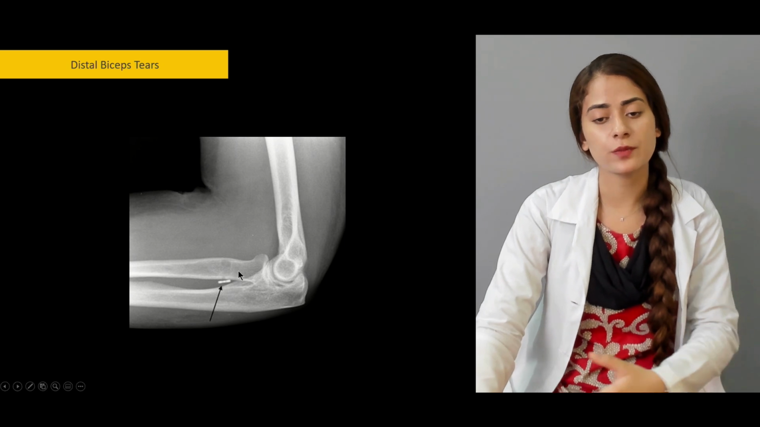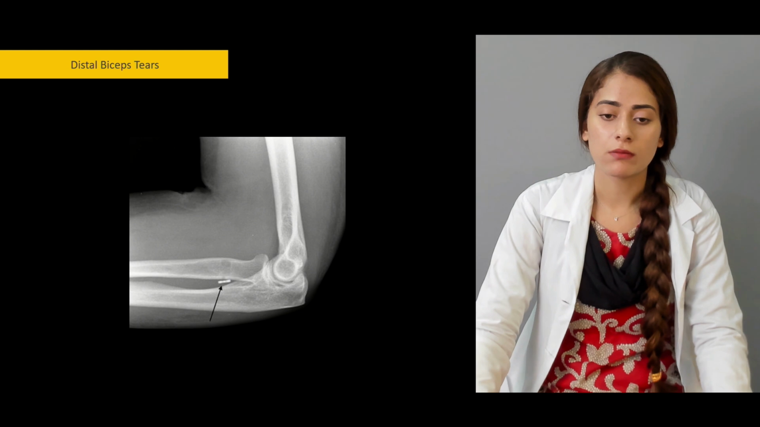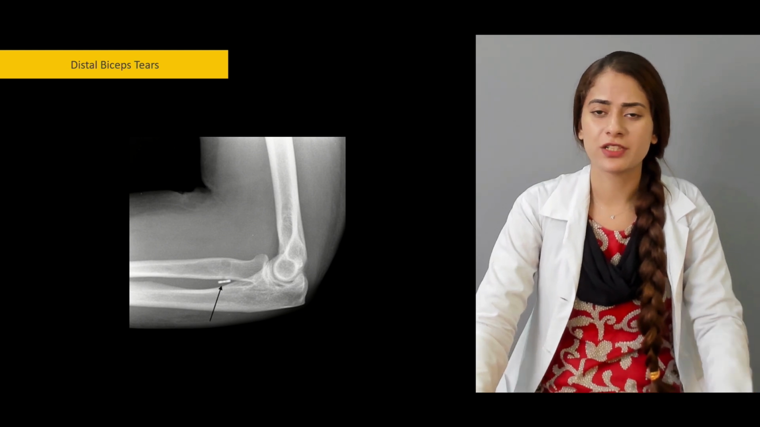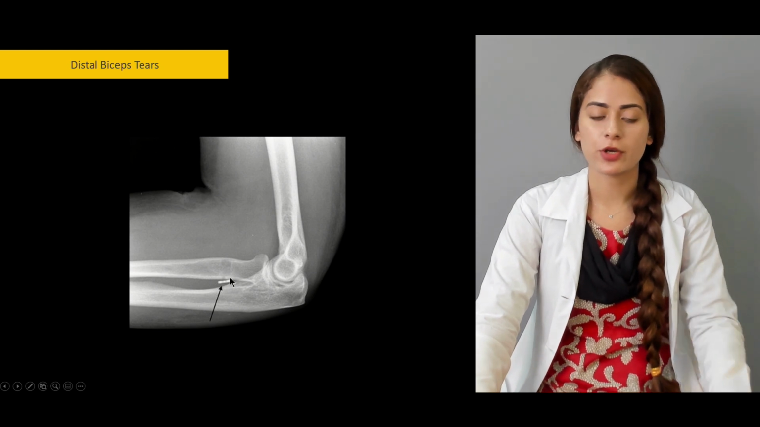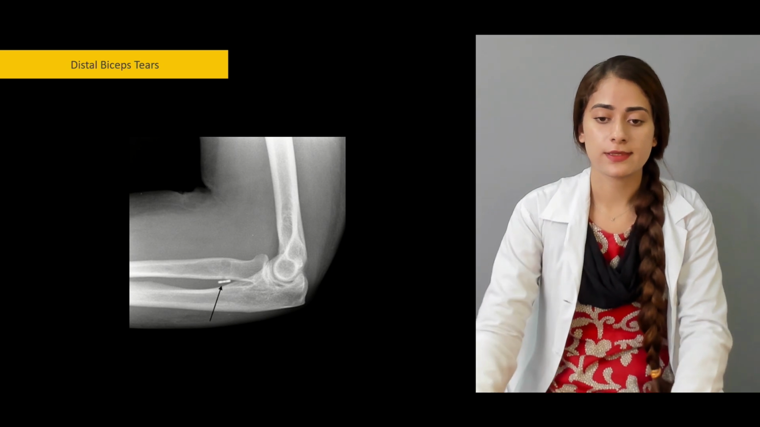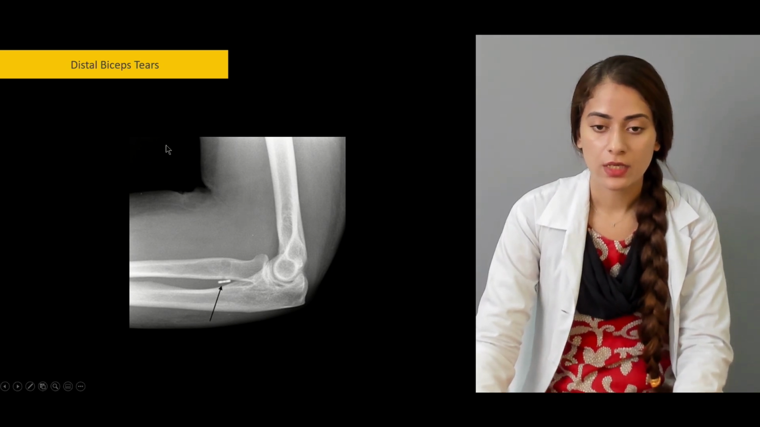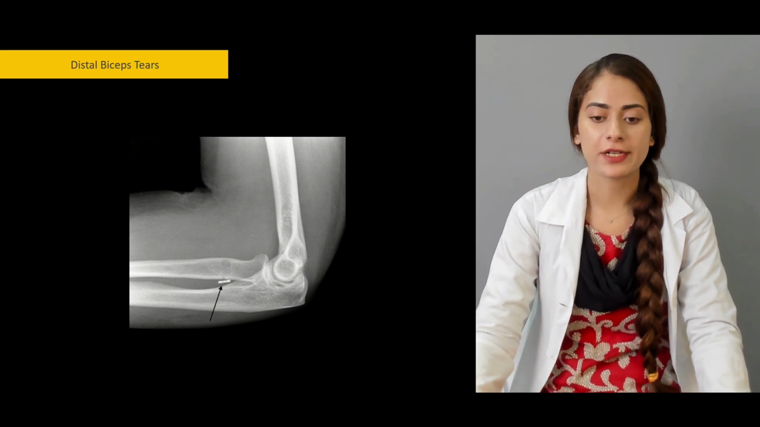This is one of the ways. It is very effective because the post-op complications are relatively minute or negligible. So this is the process of distal bicep tear repair, and this is how the bicep repair will appear on a radiograph or an X-ray.